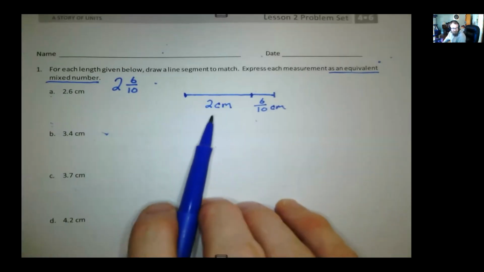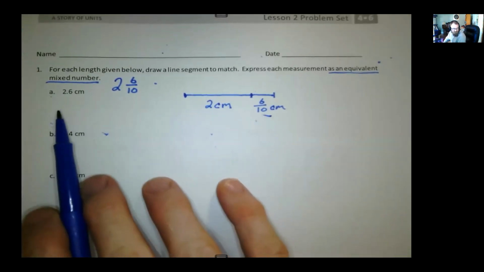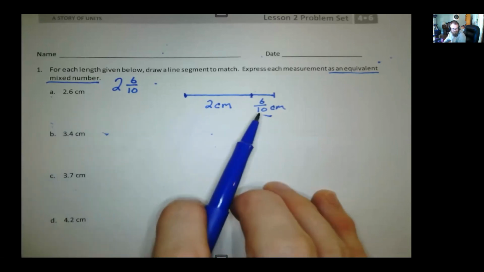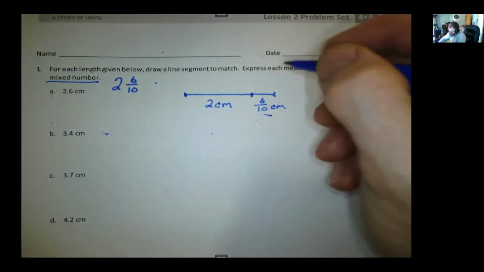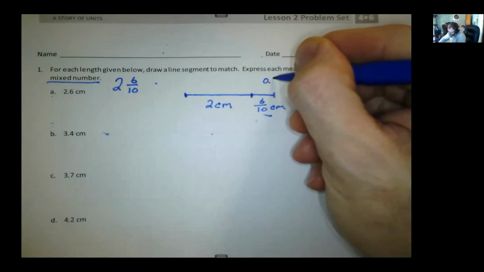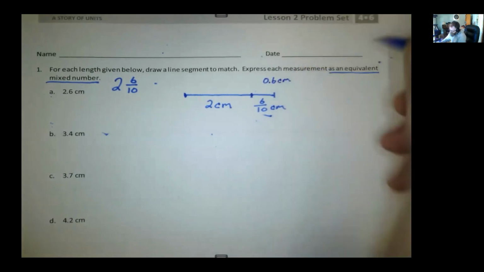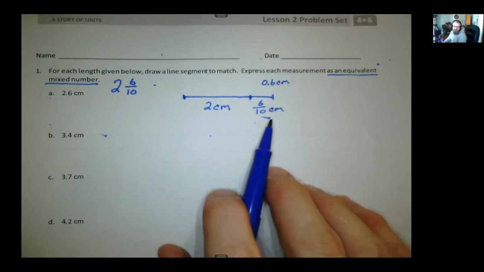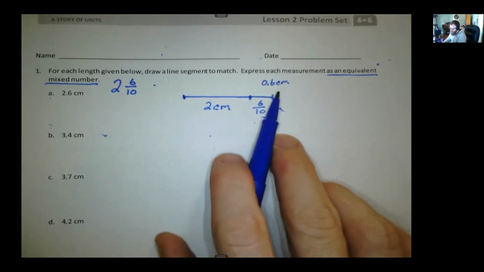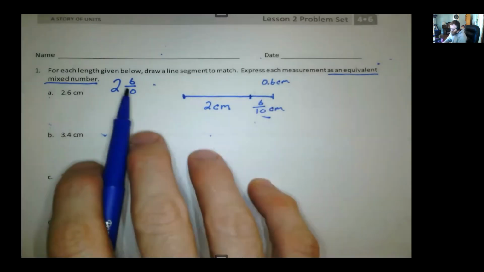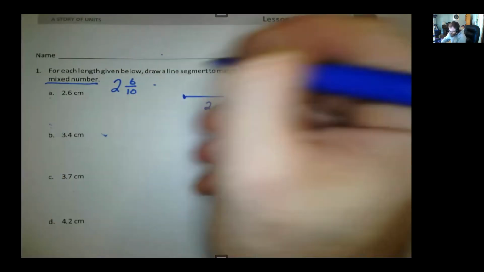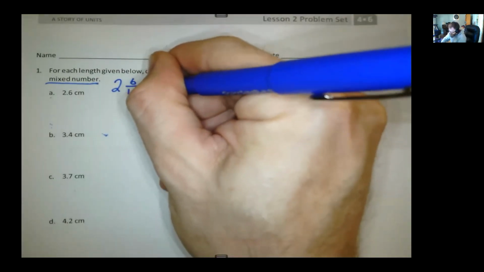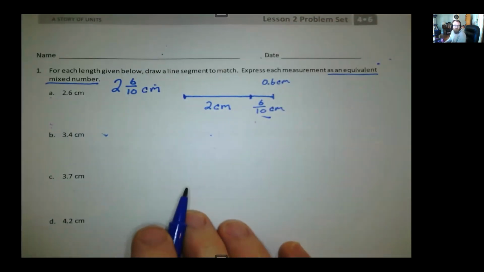This line segment matches this information here. Okay, and you can label it as 6/10 of a centimeter, or you can label it as 0.6 of a centimeter. The important thing to know is that both these values are the same, one written as a fraction, one written as a decimal. 2 and 6/10. Don't forget your labels, like Mr. Hansen keeps doing.